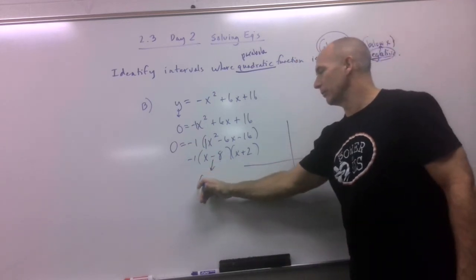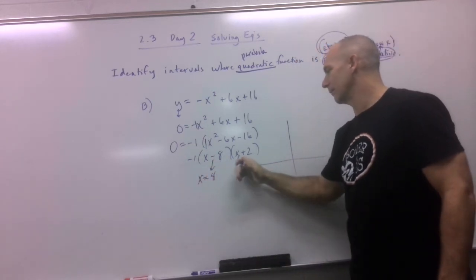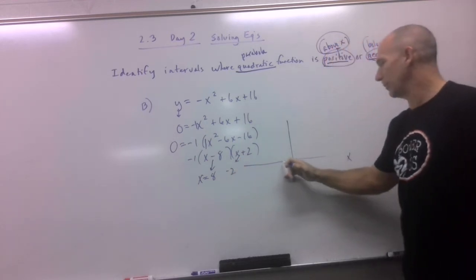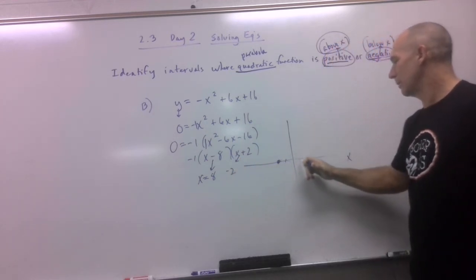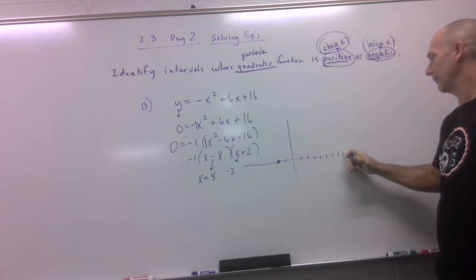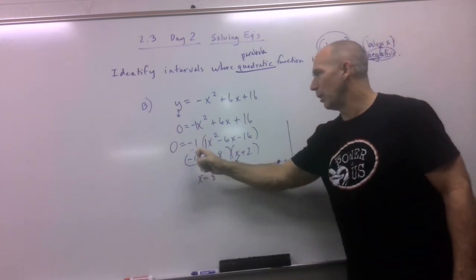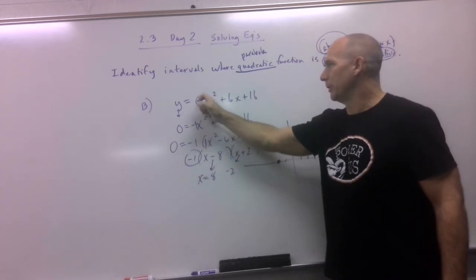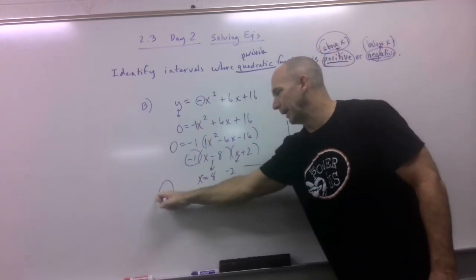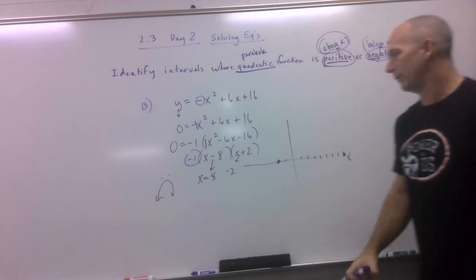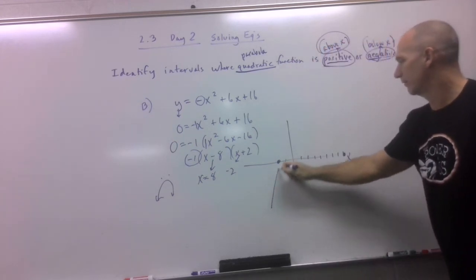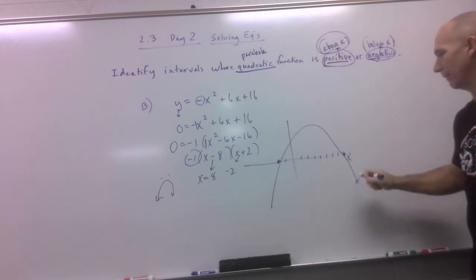So where are my zeros? Well, x is 8 and -2. So I'm going to put the -2 right here. 1, 2, 3, 4, 5, 6, 7, 8, way over here. Now watch, this is a -1. I could have seen it from here, which means it's a sad face. And that means it's going to go like this and like that.